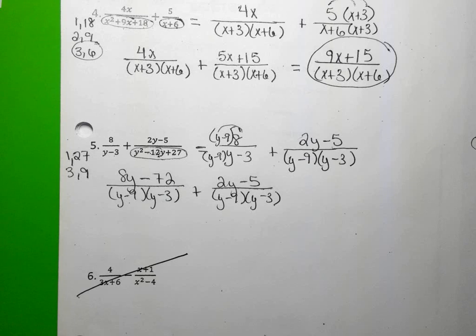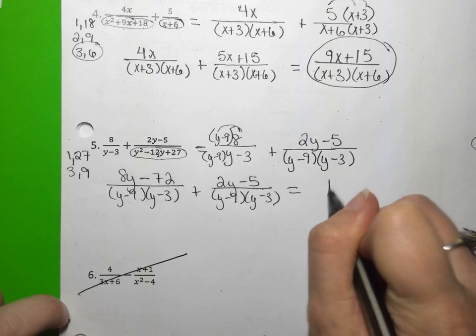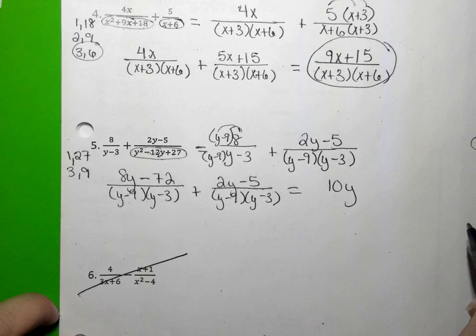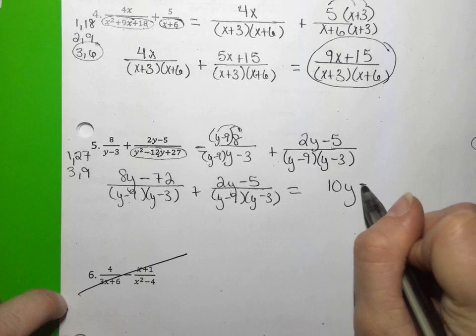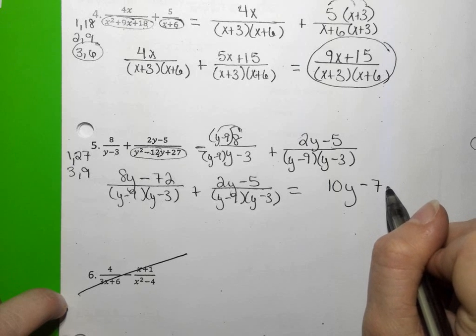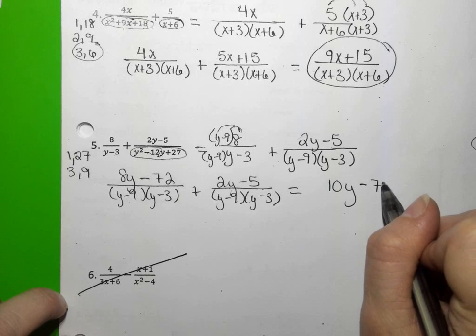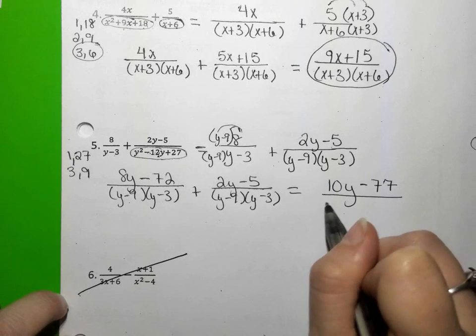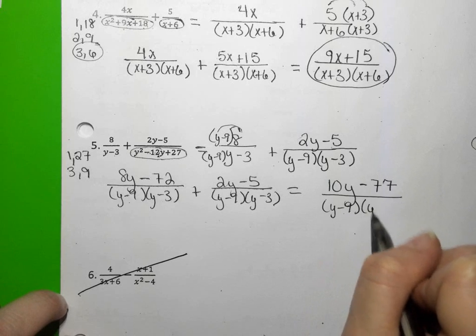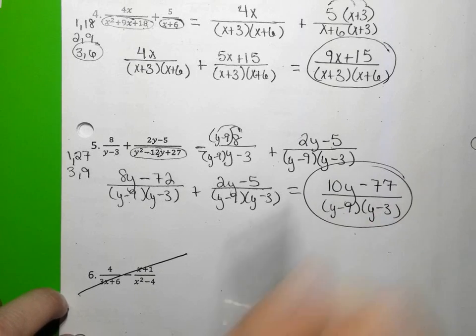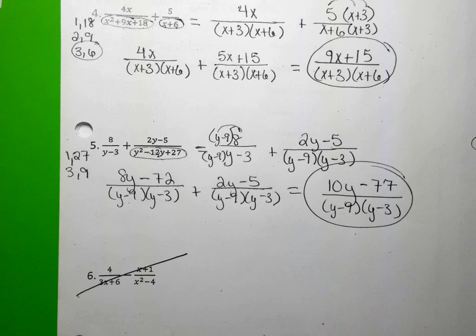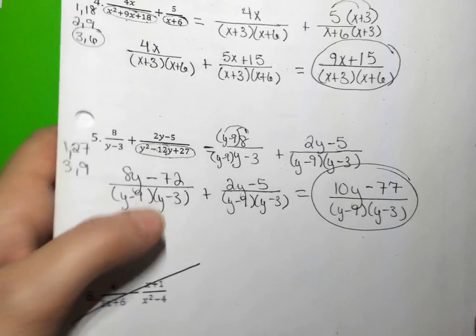Add what? There you go. What are you going to add in the numerators? 8y plus 2y is 10y. What else do you see? And how much is that? 77. Yep. And then you just bring the bottom down. It is pretty easy. Y'all okay? Yes. All right, let me see what the back looks like.